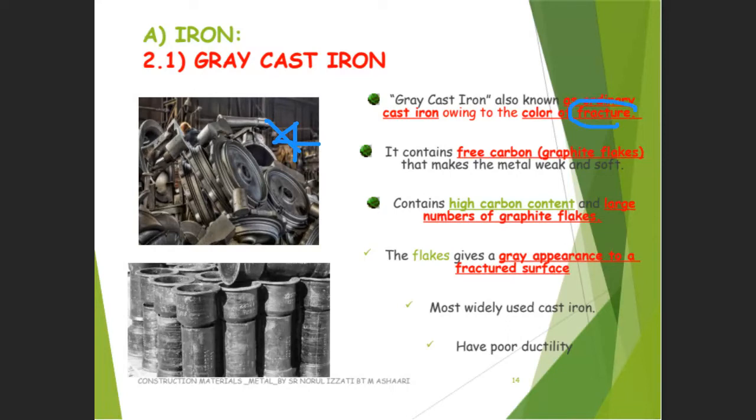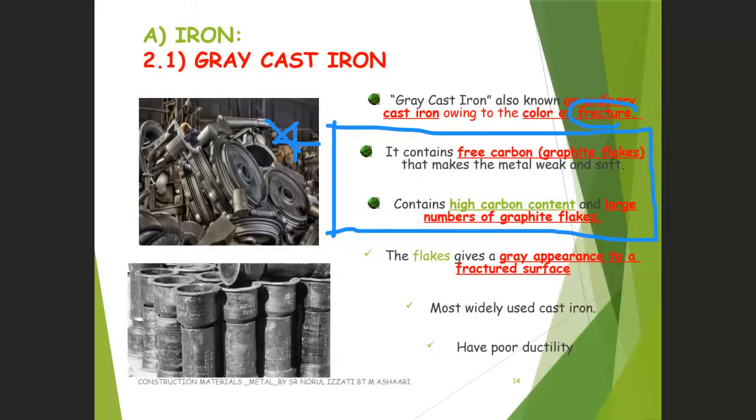They make the metal weak and soft. But then it contains high carbon content and a large number of graphite flakes that give the grey appearance to the fractured surface. Okay, then it is the most widely used cast iron as compared to the white cast iron and has poor ductility. So please take note of the second and the third sentence here to make the comparison.